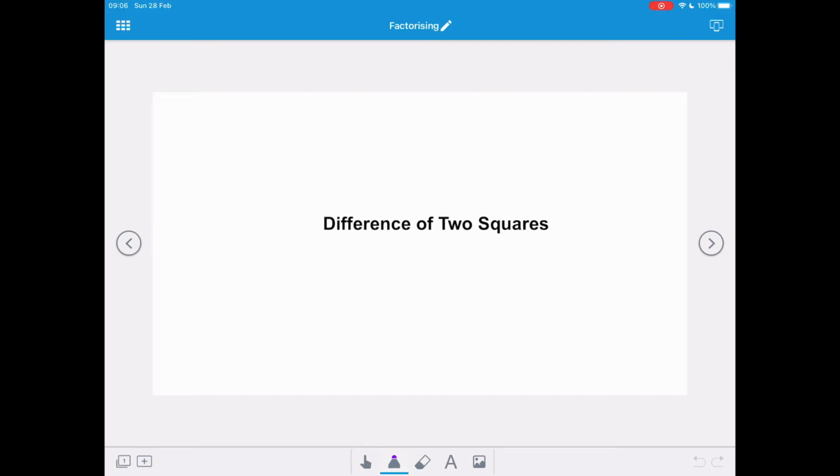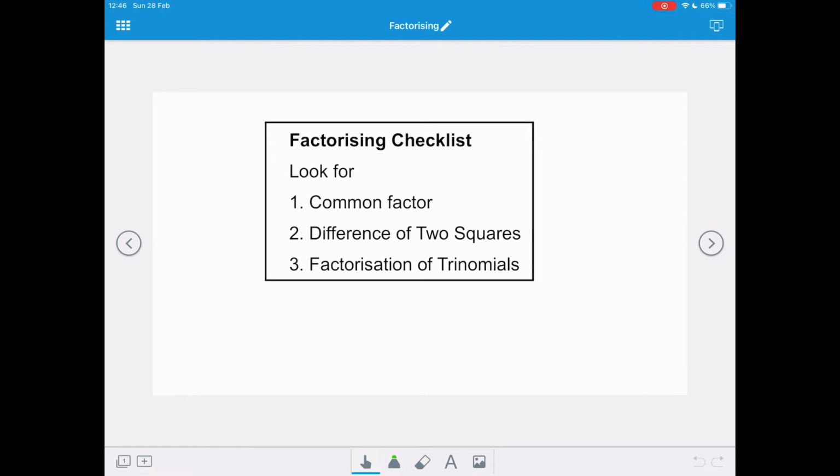Now in this video we're going to look at a difference of two squares. So remember our factorizing checklist. First we're going to look for a common factor, then we're going to look at a difference of two squares, and then in the next video we're going to look at factorizing trinomials.